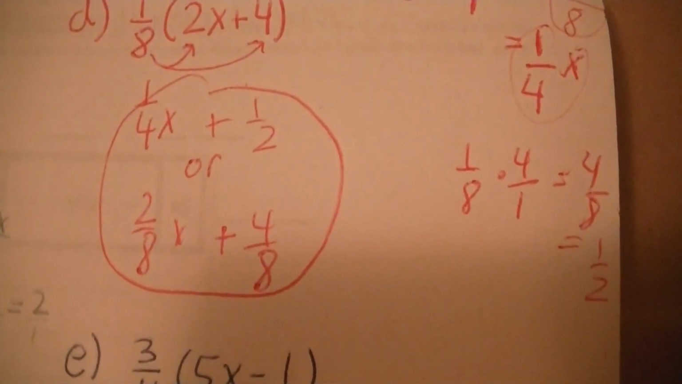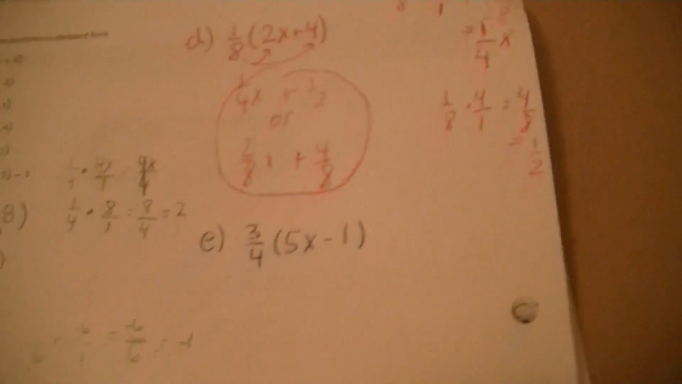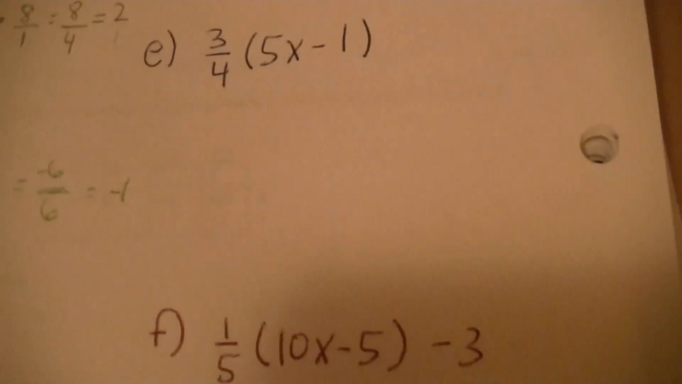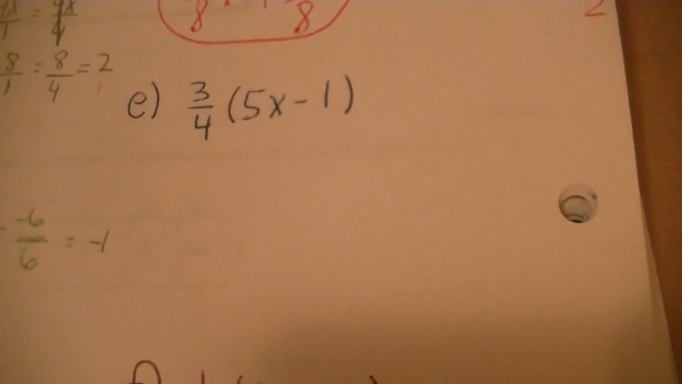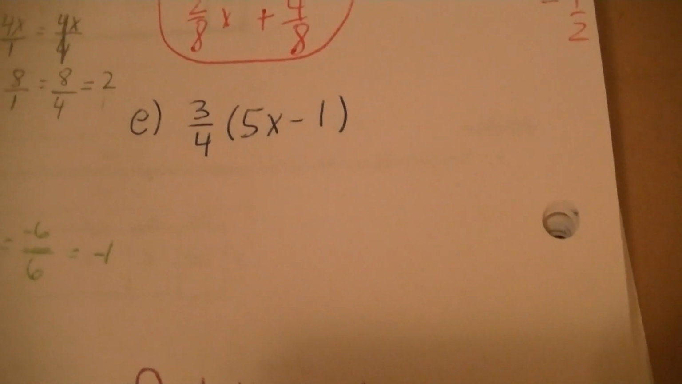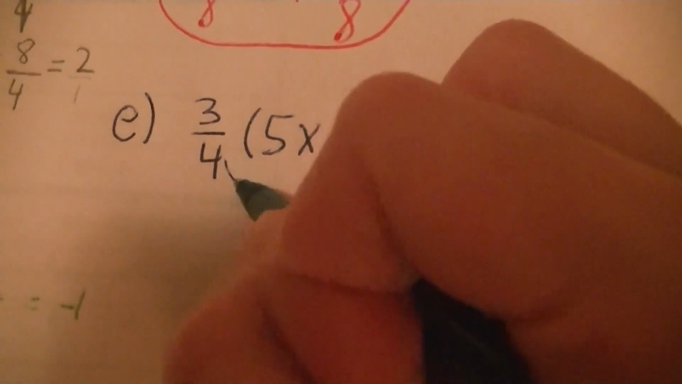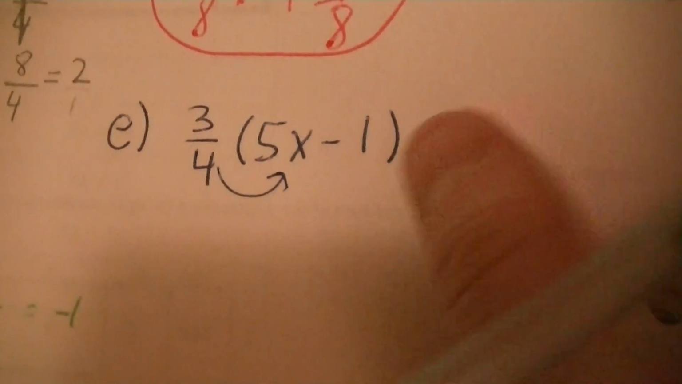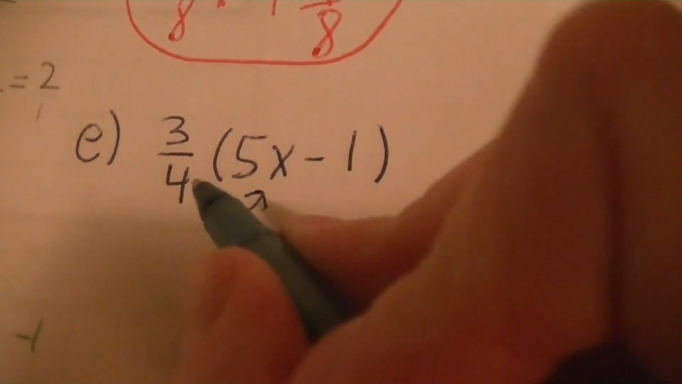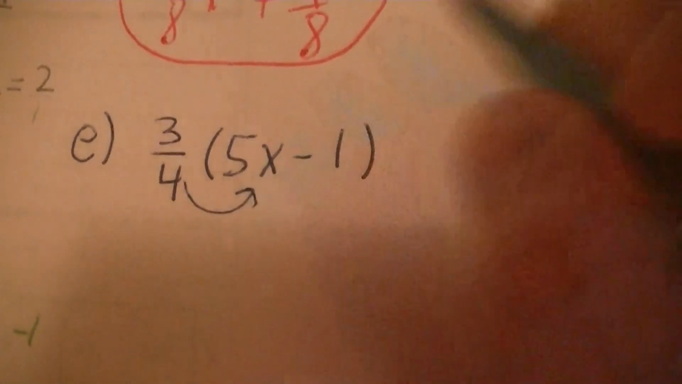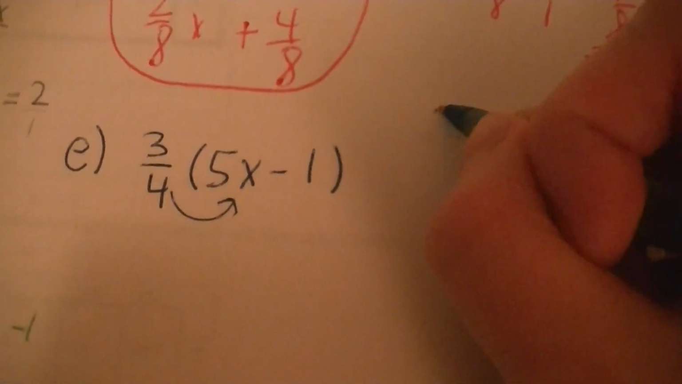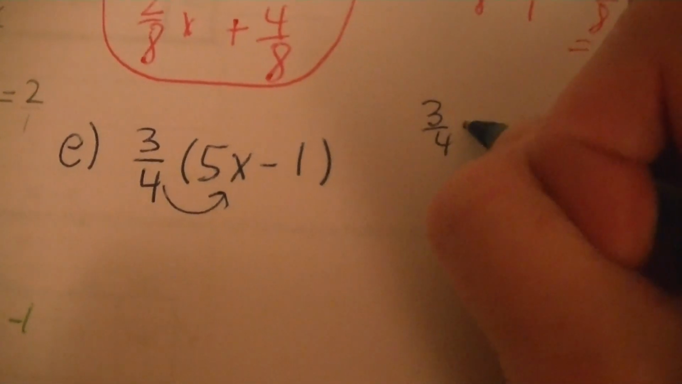All right, the next problem is letter E. 3/4 times the quantity of 5x minus 1. Okay, I have that fraction out here acting as its coefficient that I can multiply by everything inside the parentheses. So 3/4 times 5x, and if you have trouble visualizing that, please always feel free to write it down to the side.